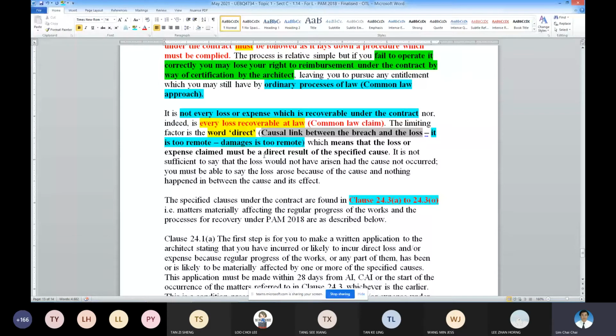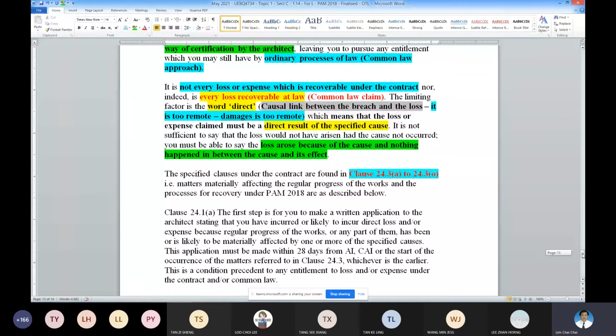You want to claim, you must establish the cause and effect. Then your entitlement is strong. If not, your entitlement is not strong. So we focus more towards contractual, but since under this area sometimes the contractual rights are exhausted, then you can go for these common law rights. So loss must have arisen between this particular cause and effect. If not, your rights are extinguished. So this is the common law.